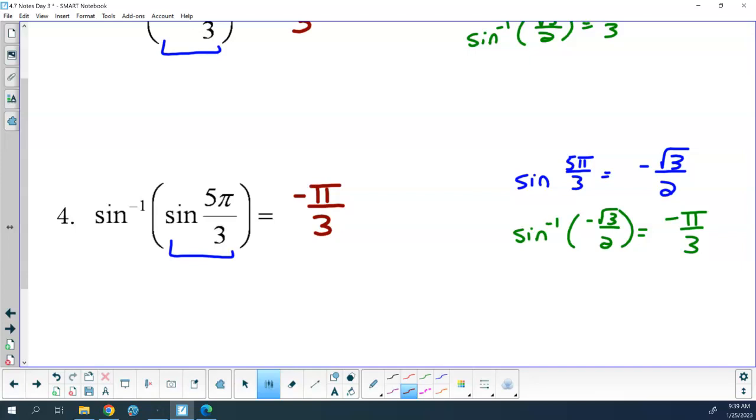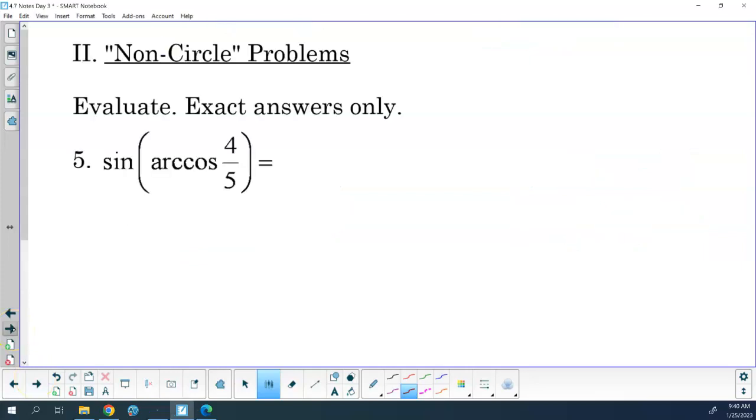Okay? Now, so we've been on the unit circle. We've nailed that. We've got that all down pat. Now, let's jump off of the unit circle. Let's get off the unit circle. So, I'm looking at arc cosine of 4/5.